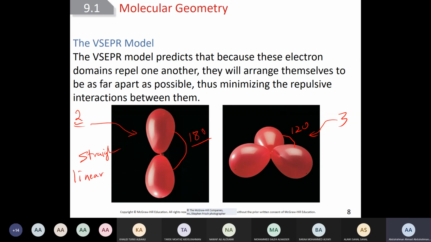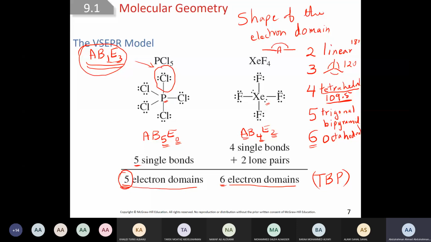And this one is called what? This is 3. What do you call it? Triangle. And what's the angle we have? Only one angle: 120.